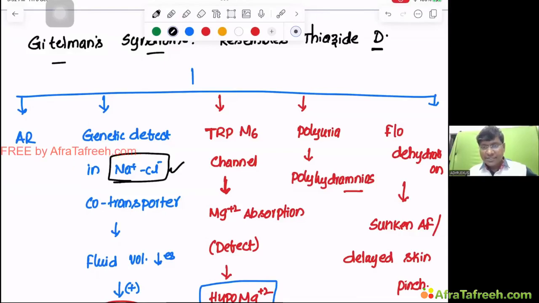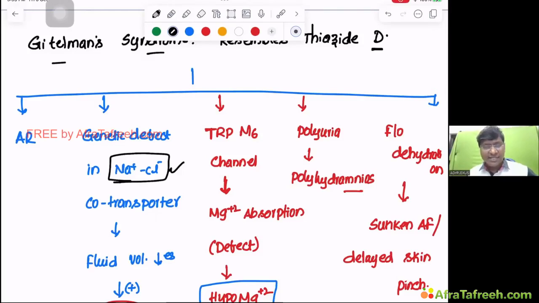On labs, 24-hour urinary chloride levels are elevated, and that is the investigation of choice. Plasma or serum will show hypokalemia and hypomagnesemia. These individuals have signs of dehydration; in children or infants, a sunken anterior fontanelle and delayed skin pinch. In intrauterine life, the mother will present with polyhydramnios because of the polyuria.